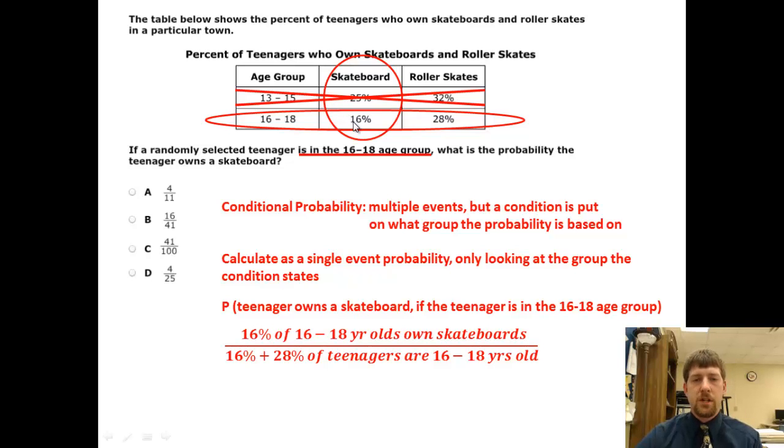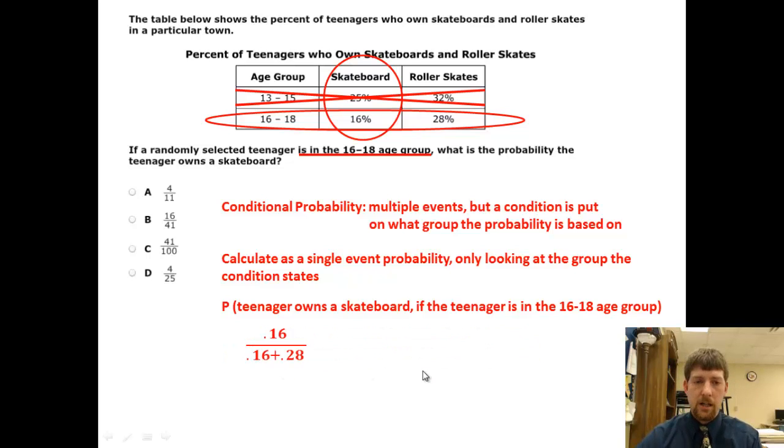Well, it tells me right here, 16% of the 16 to 18-year-olds own skateboards. That's success. And possible is all the 16 to 18-year-olds. So 16% plus 28% gives us all the 16 to 18-year-olds. So my skateboard owners for 16 to 18-year-olds over all 16 to 18-year-olds. So 0.16, that's 16%, over 0.16 plus 0.28 gives us 0.16 over 0.44. Calculator tells me it's 0.36363636. Math fraction tells me that's 4 over 11. If I forget how to do math fraction, I can key each of these choices in until I get 4 over 11.